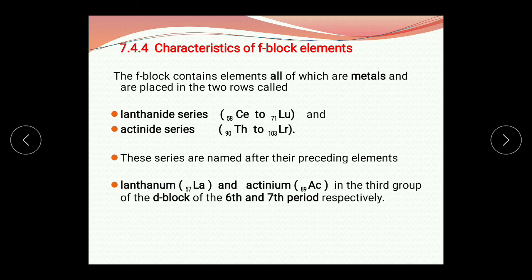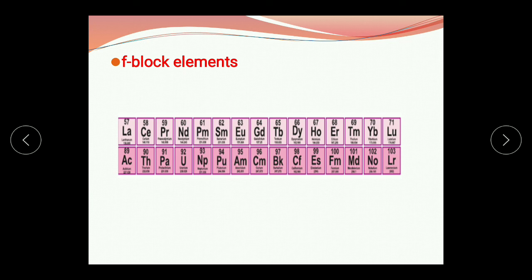Thorium comes after actinium, and actinium has atomic number 89. Hence, thorium to lawrencium are called actinides. These two series with 14 elements each are in the third group of the D block, lanthanides in the sixth period and actinides in the seventh period. So these are F block elements. Lanthanum is actually of the D block and actinium is also of the D block. So the remaining 14 elements are of F block.